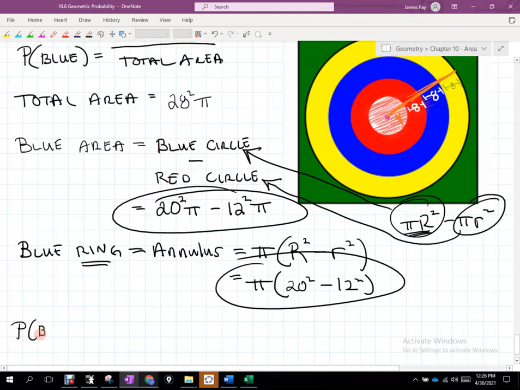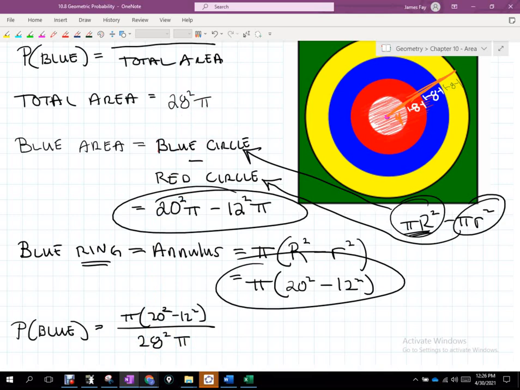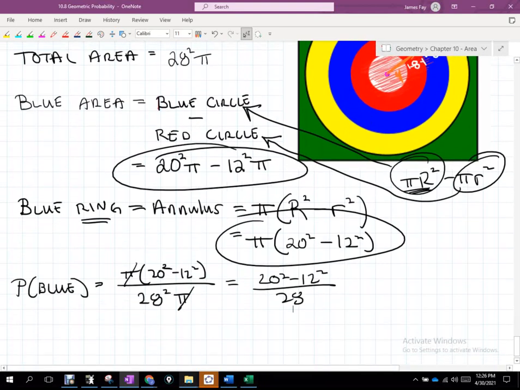Okay, so the probability of landing in blue is equal to the blue area, which was pi times 20 squared minus 12 squared, over the total area, which would be 28 squared times pi. What's going to happen is that the pi and the pi cancel, right? I'm left with 20 squared minus 12 squared all over 28 squared. So we can find that probability. Let's find the probability of red, the probability of landing in red.